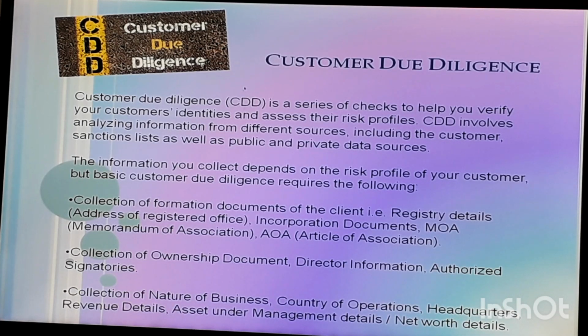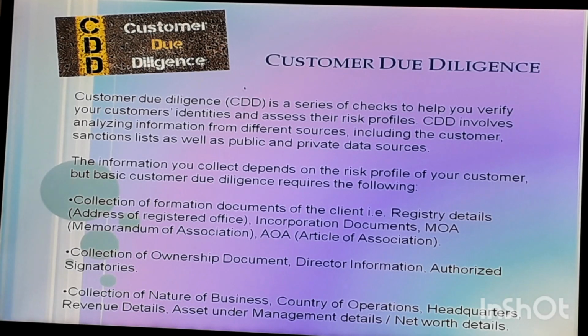Then we have the collection of the nature of business, country of operation, headquarters, revenue details and all the financial details. If I speak about the nature of business, there are multiple high-risk businesses which a bank, the regulators, the sanction bodies or the governing bodies have identified as high risk and sanctioned business. If the entity is doing business with those, then it's a red flag to the bank that it can be quite a risky kind of engagement with this particular entity.